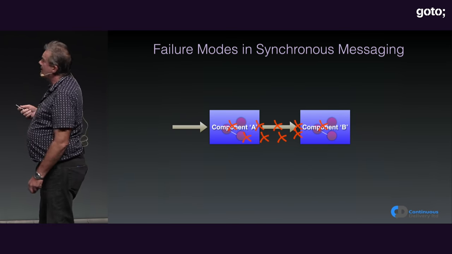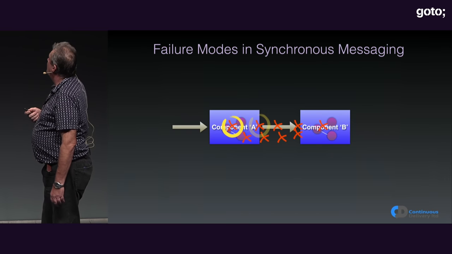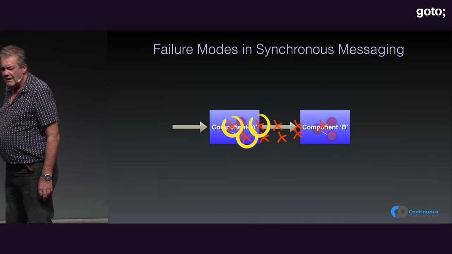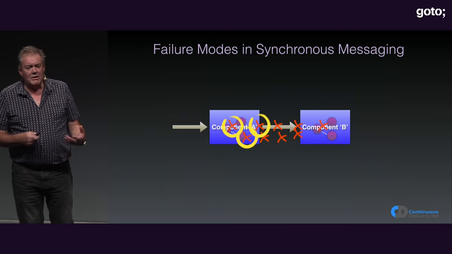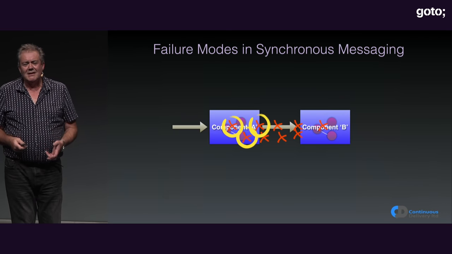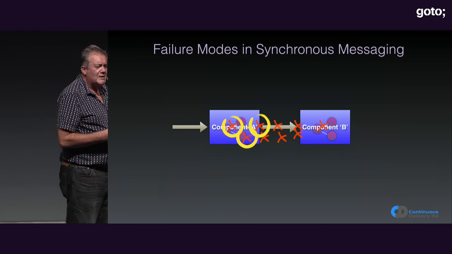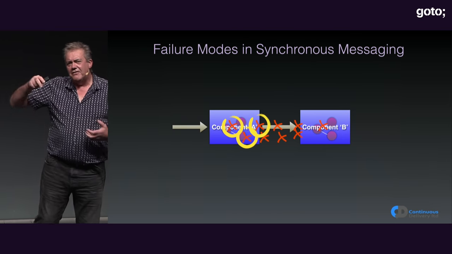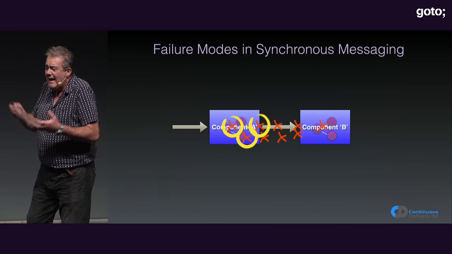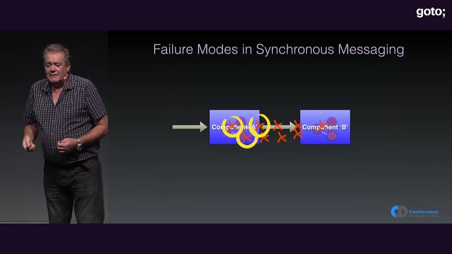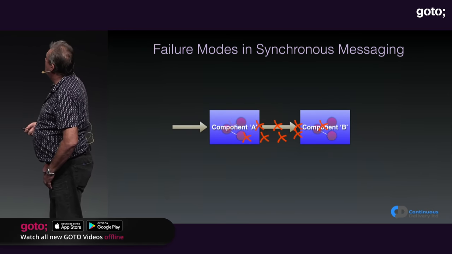Now, which of those can component A know about? Just those two, and the third one, a bug in its handling of the response. Those are the only ones that component A can directly detect. That means that when we build distributed systems, we've got this horrible explosion of complexity of all of these other failure cases that can occur that we don't really have proper information about. So that adds a lot of complexity. There's another way in which synchronous interactions make complexity.